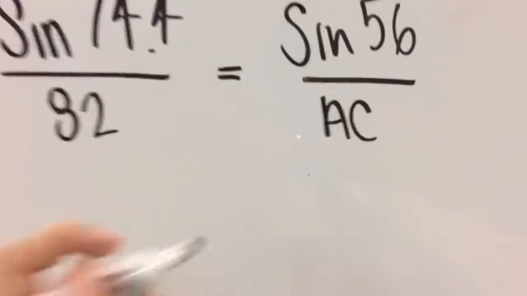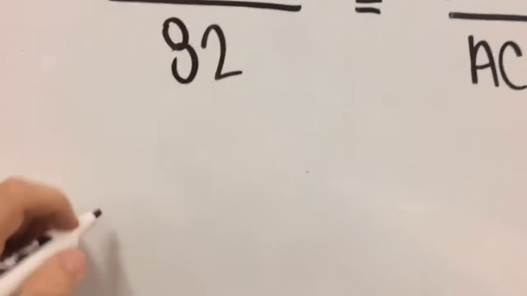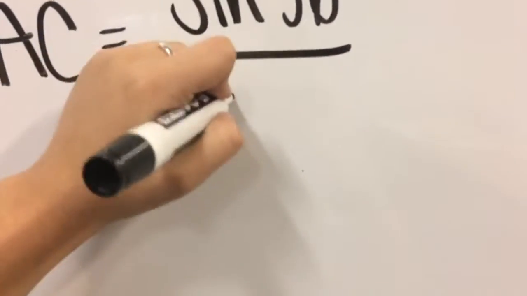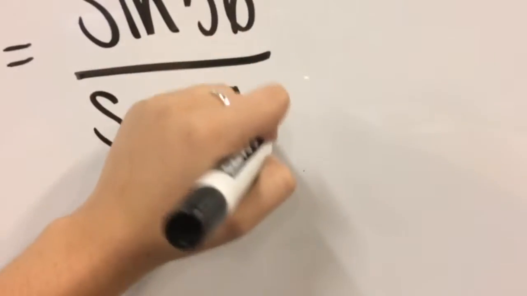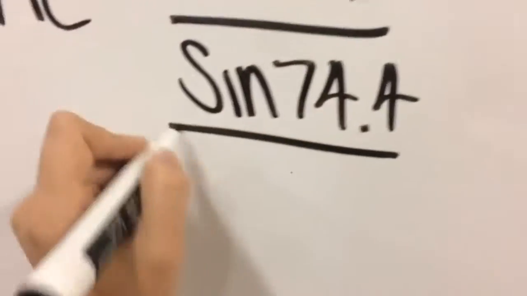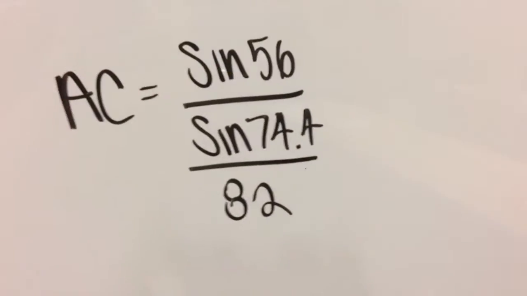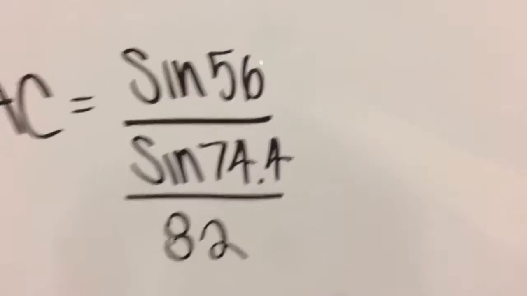So now we have to isolate AC. So AC is equal to sine 56 over sine 74.4, over 82, giving us 70.50 feet.